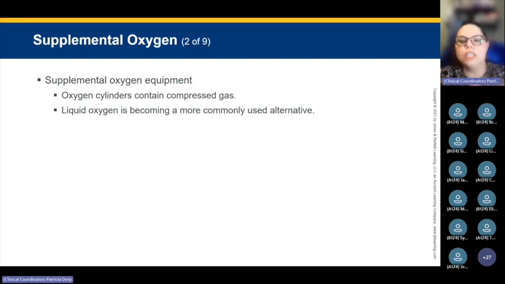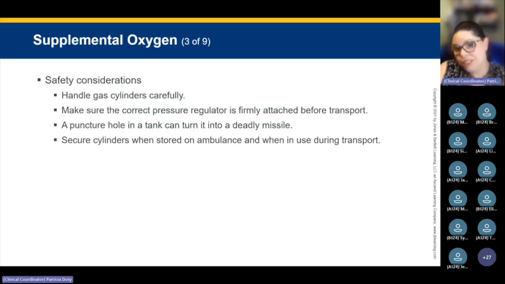You're going to mostly see your D-size cylinders. Those are our portable tanks. Depending on the size of our tanks will depend on how much oxygen you're going to get out of them. So let's talk about some safety considerations when dealing with these oxygen tanks.